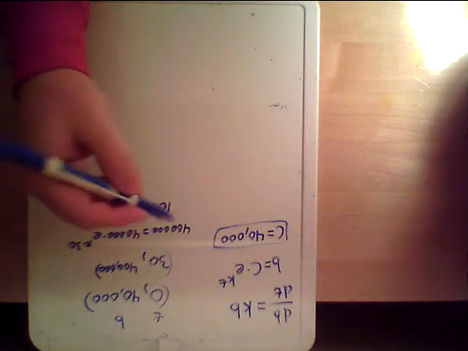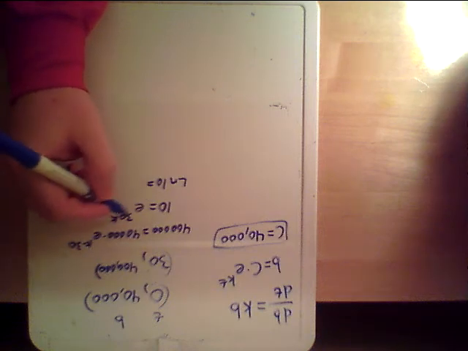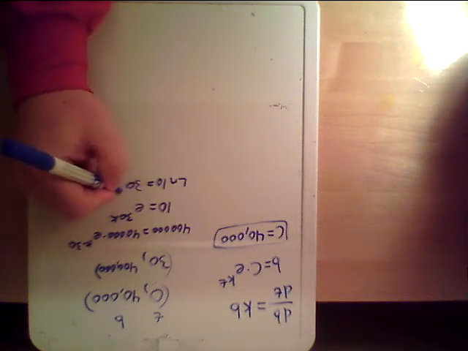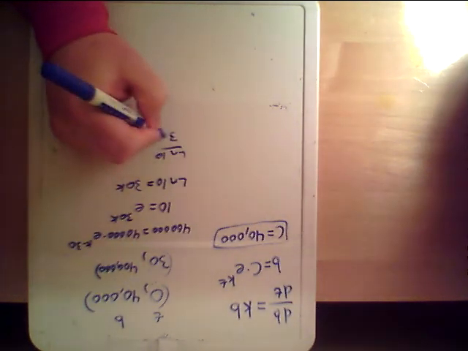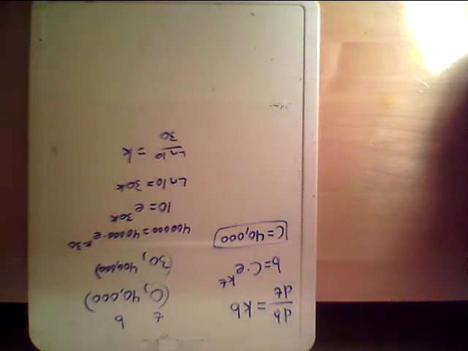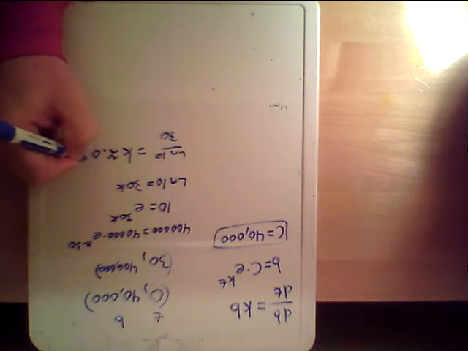Take the natural log of both sides. Natural log of 10 equals natural log of e to the something, which is just that something, so it equals 30K. Then divide both sides by 30, so we get the natural log of 10 over 30 equals K. And the natural log of 10 over 30 is 0.0767, so we'll call it maybe 0.077. So that roughly equals 0.077.